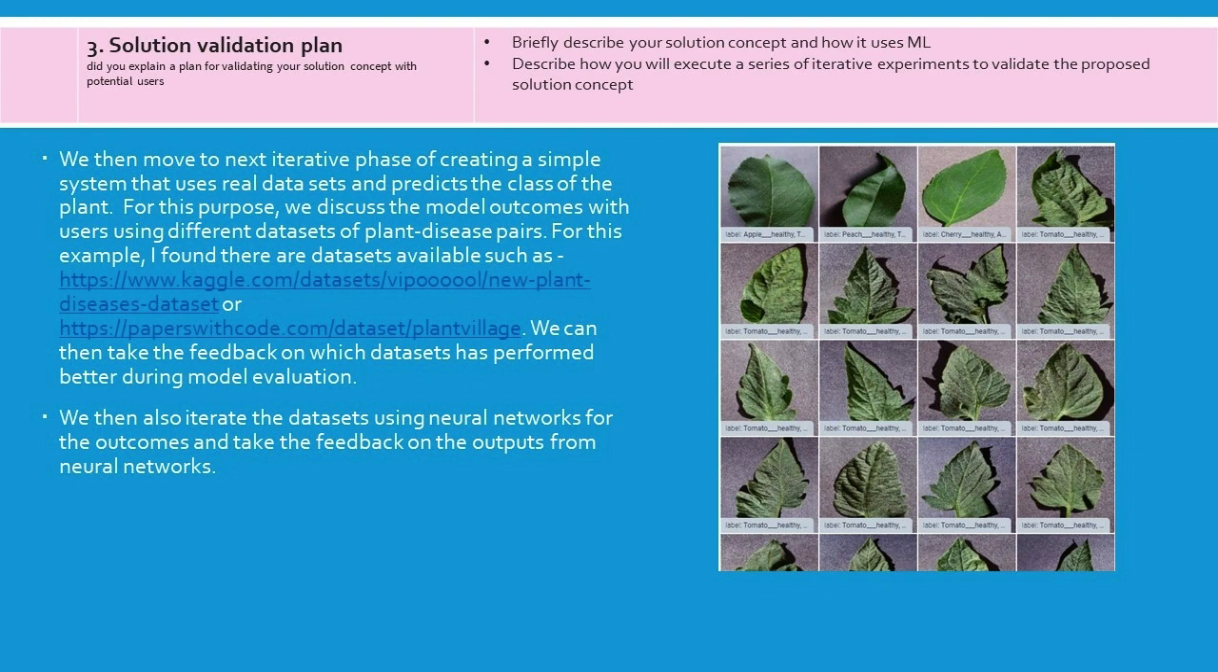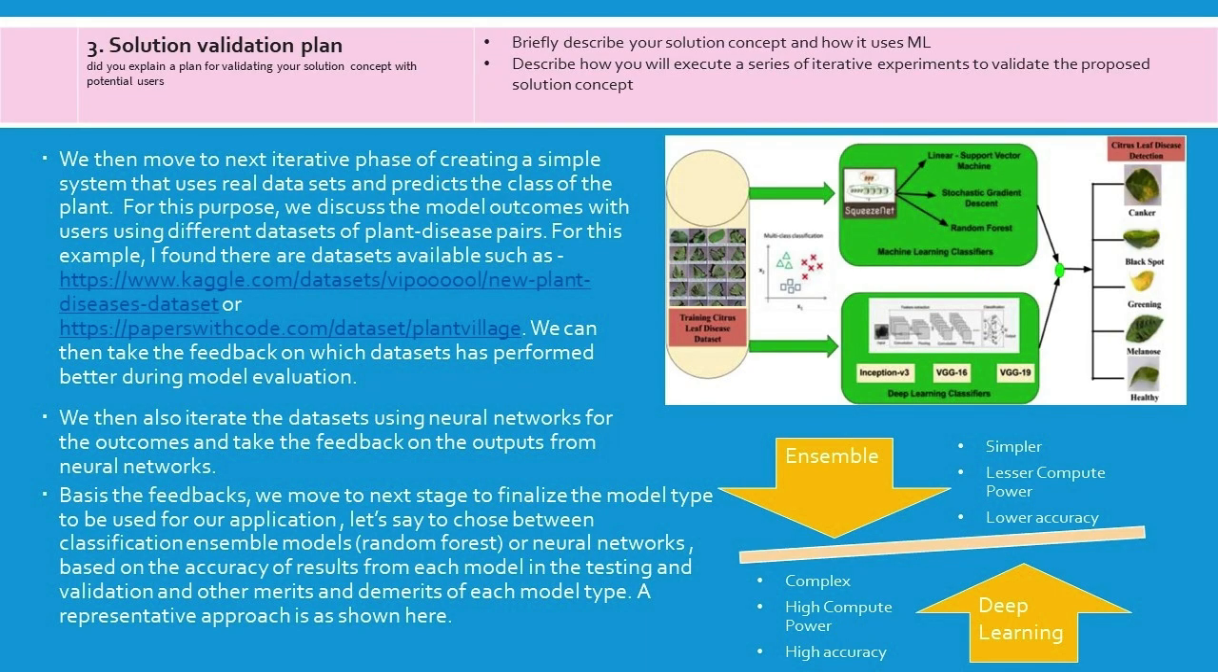Next, we can try two different models, right? One is ensemble models, like a machine learning model, and another could be neural networks. Based on the feedback on accuracy and also on other factors such as complexity and compute requirements, we can decide to use machine learning models such as ensemble or neural networks. Both ensemble and neural networks have their individual pros and cons, depending upon the complexity and the compute power requirements. We can decide upon one, and also the accuracy being discussed with our users.